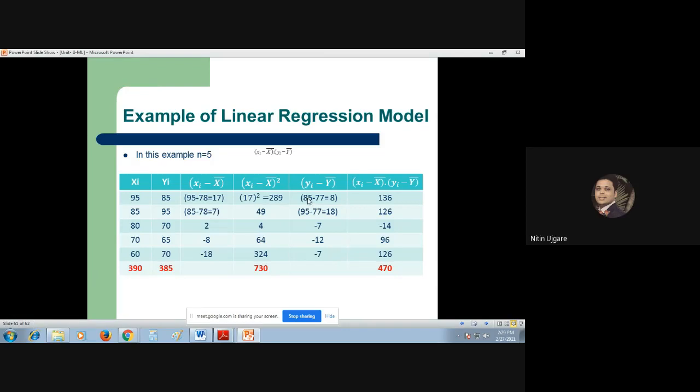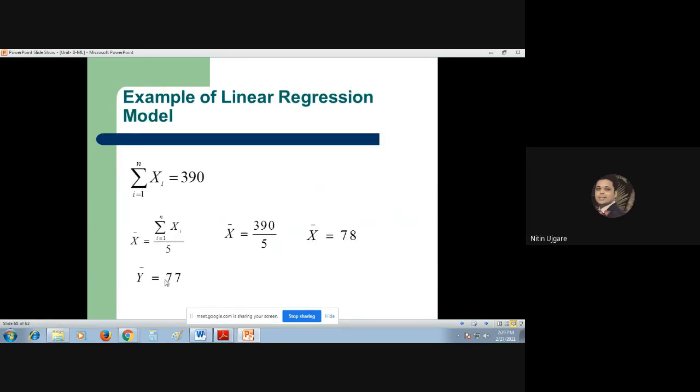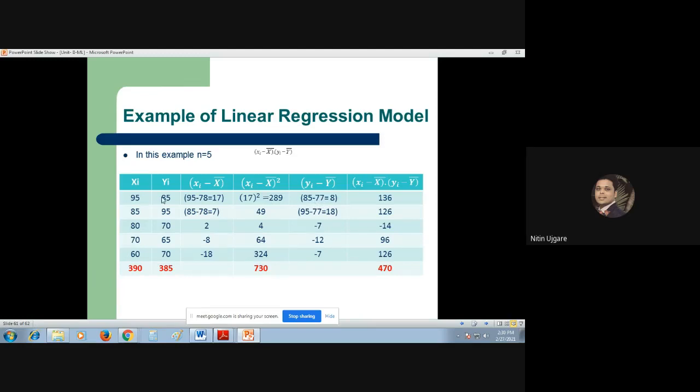Similarly, we will also subtract the mean of y from the y coordinate values. The centroid value of y is 77. The y coordinate value for the first instance is 85. Subtract the mean from it: 85 minus 77 is 8. Similarly, 95 minus 77 gives 18. Then 70 minus 77 gives minus 7. 65 minus 77 gives minus 12. 70 minus 77 gives minus 7.